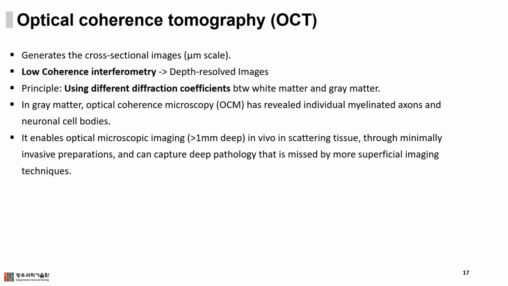The final imaging technique is optical coherence tomography, also known as OCT. OCT is also a kind of label-free structural imaging, but it uses low coherence interferometry to provide a depth-resolved image. In short, it uses different refraction coefficients between white matter and gray matter. Within the gray matter area, optical coherence microscopy has revealed individual myelinated axons and neuronal cell bodies.